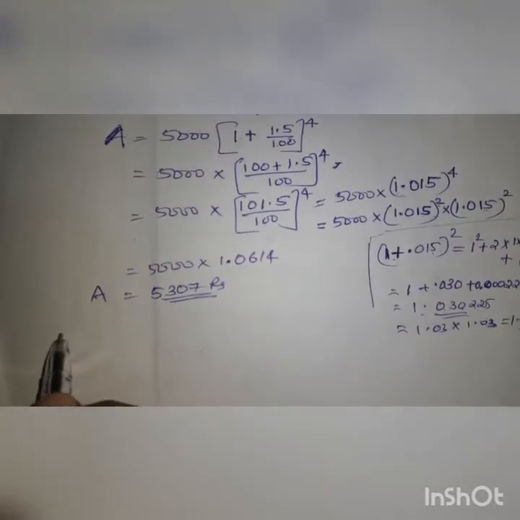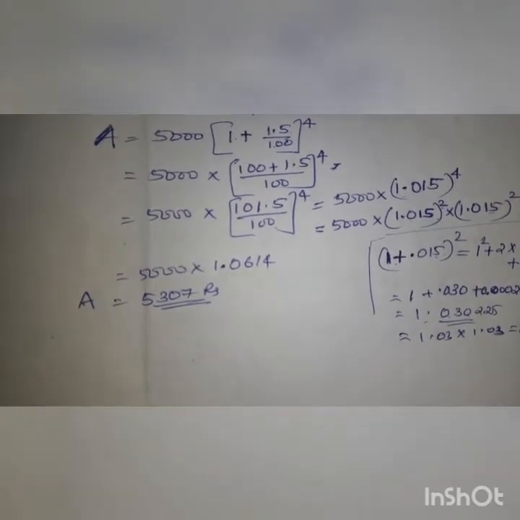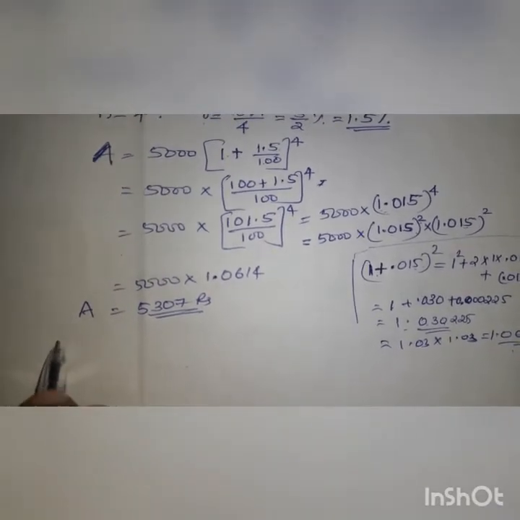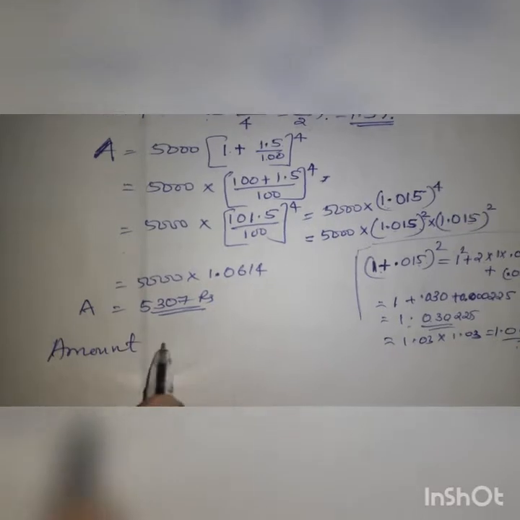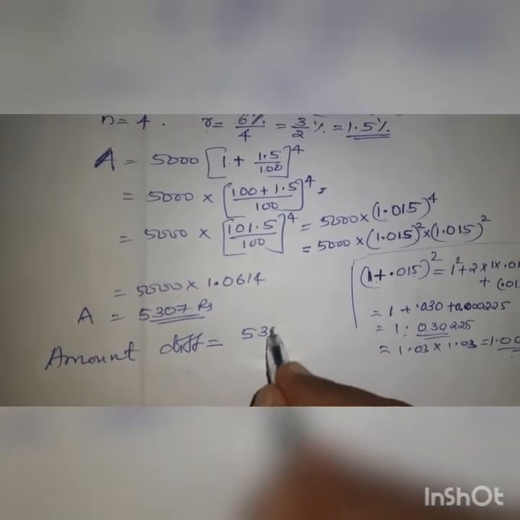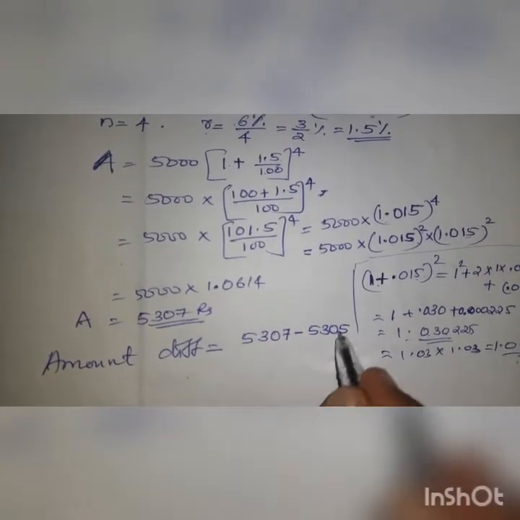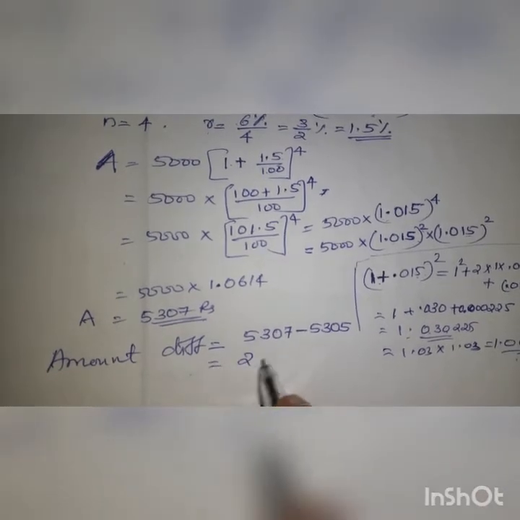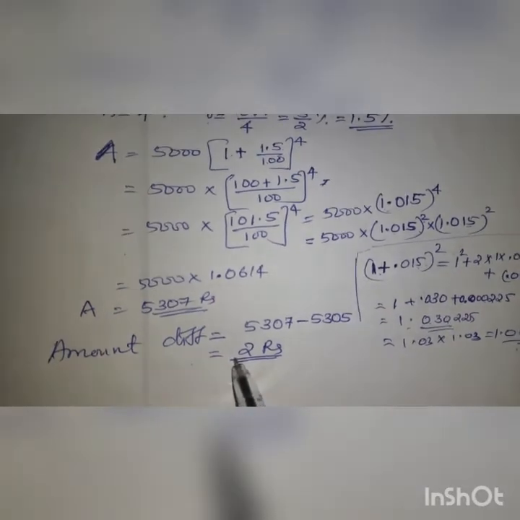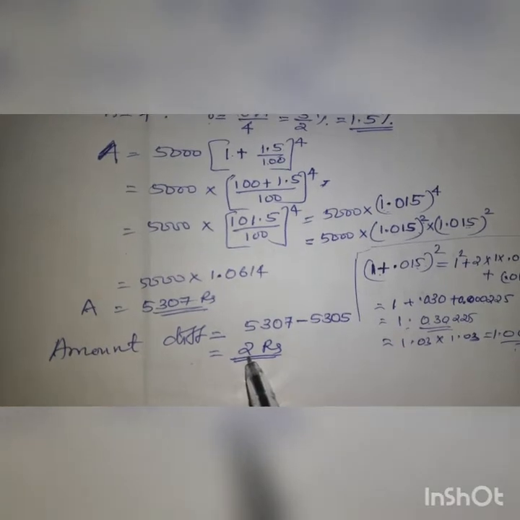Then the amount difference, or how much more amount Mohan will get. Amount difference we can write, amount difference is equal to 5307 minus 5305. The previous one is 5305. So you are getting a difference of 2 rupees. That means Mohan will get 2 rupees more than Arun.